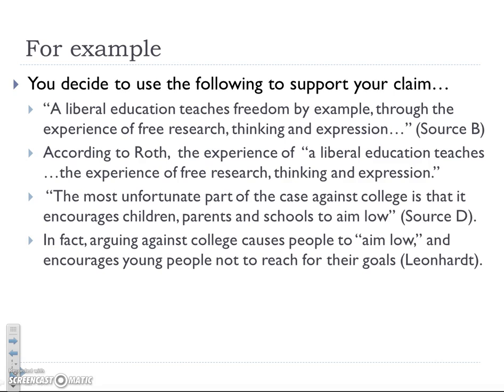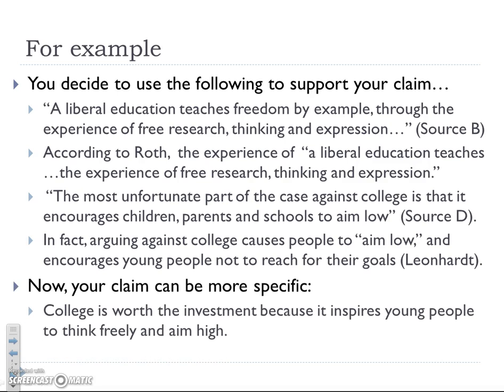So I took my little baby claim and I found two pieces of evidence that are going to help me enhance my claim, help to inform it and provide more detail. This first one is talking about how a college education creates free thinkers. This second source was talking about how applying to college forces people to aim high in their lives. I'm going to use these two things to create a strong claim, a claim that is much more specific.